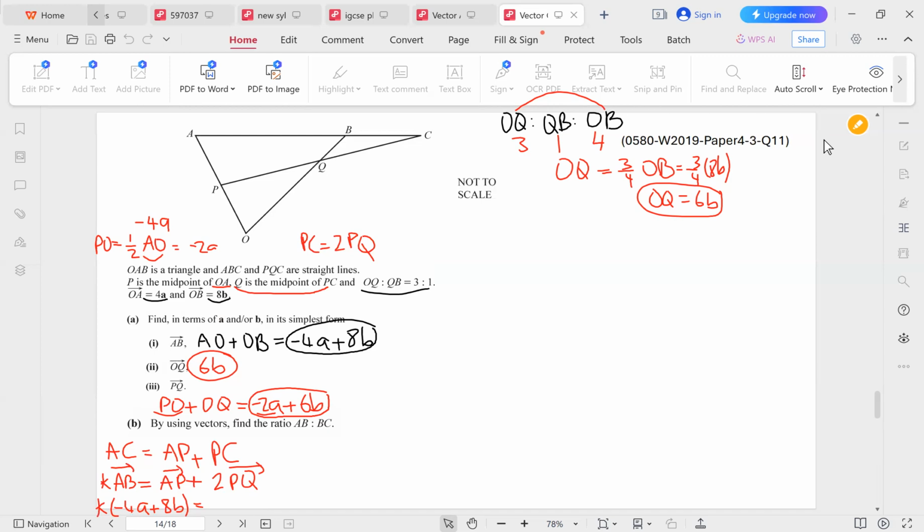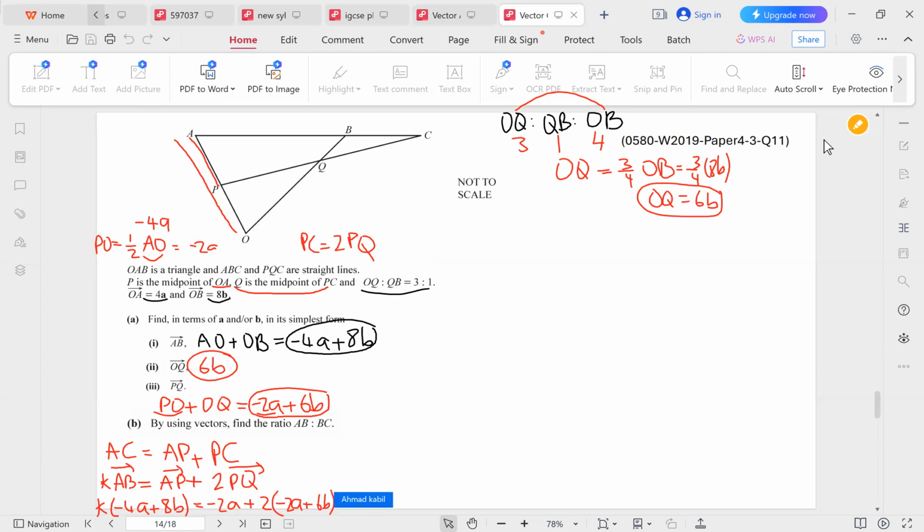Let me show you this on the drawing. So AP is this part. So it's half of AO because P is a midpoint. So that would be negative 2A. And then we have 2 times PQ. And we have PQ already from triple I. It's negative 2A plus 6B.